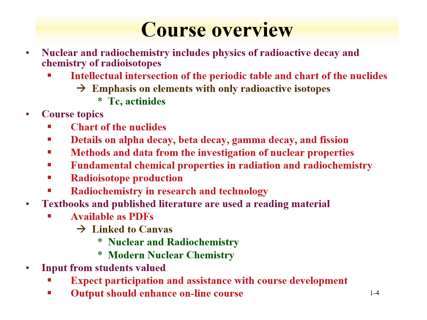The course topics include the chart of the nuclides, details on alpha decay, beta decay, gamma decay, and fission. You should understand what the differences are in those by the end of the course. Methods and data that are obtained from investigating nuclear properties. We'll have discussions on the fundamental chemical properties that are involved in radiochemistry, particularly how they intersect with the elements that are only available in radioactive isotopes, such as technetium and particularly the actinides. We'll discuss how isotopes are produced, and we'll talk about how radiochemistry is used in research and technology.